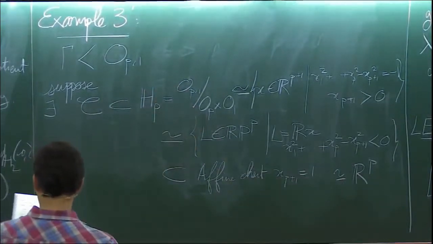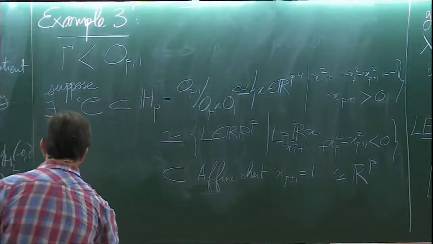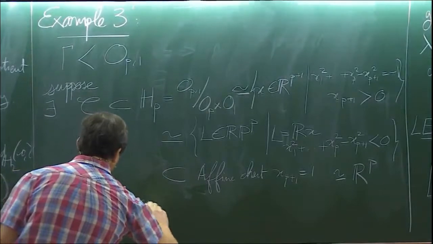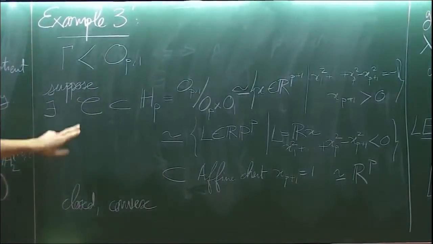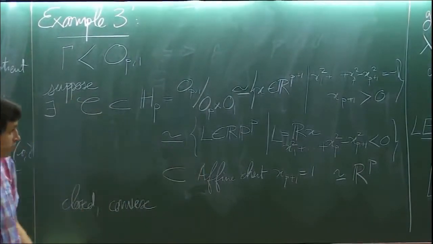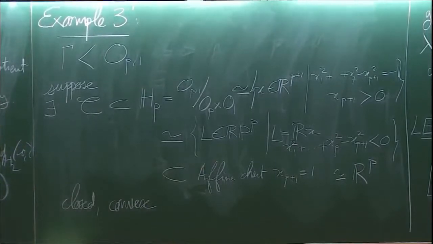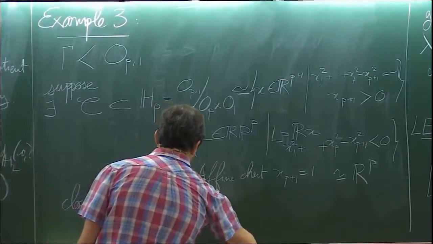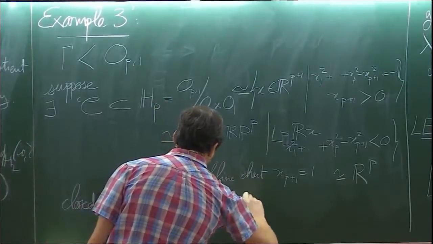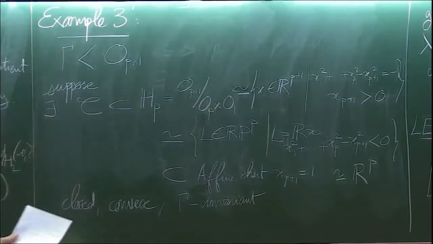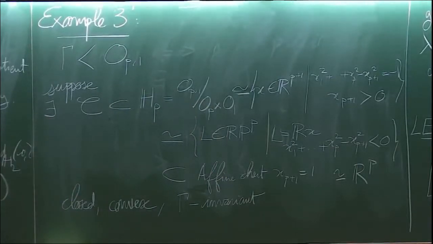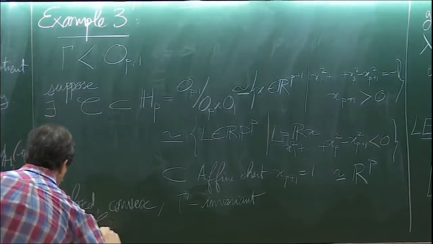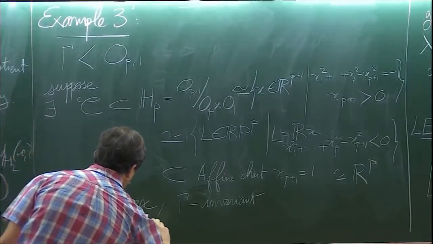So I suppose that there is a C that is closed, convex. I use the convexity notion in this affine chart, and it is invariant by gamma. And the action of gamma on C is properly discontinuous and co-compact.